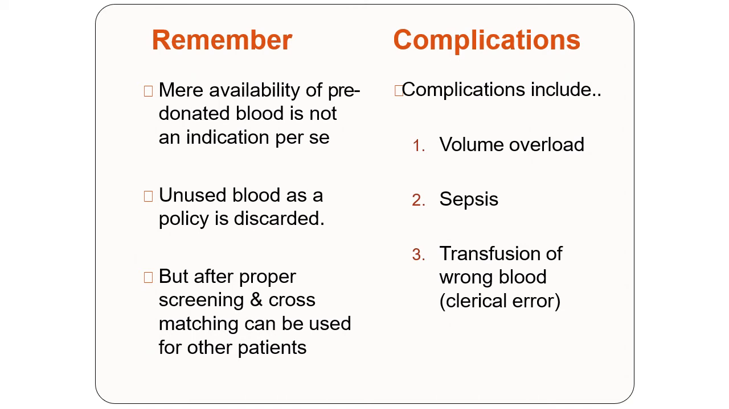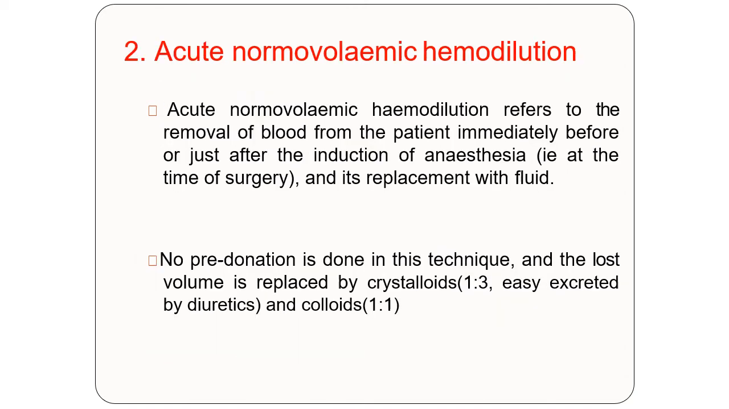Whatever blood is unused should be discarded, and after proper screening and cross matching, it can be used for other patients. This is not commonly practiced in our country. Unused blood is commonly discarded. The complications can be volume overload, sepsis, and transfusion of wrong blood due to clerical error.